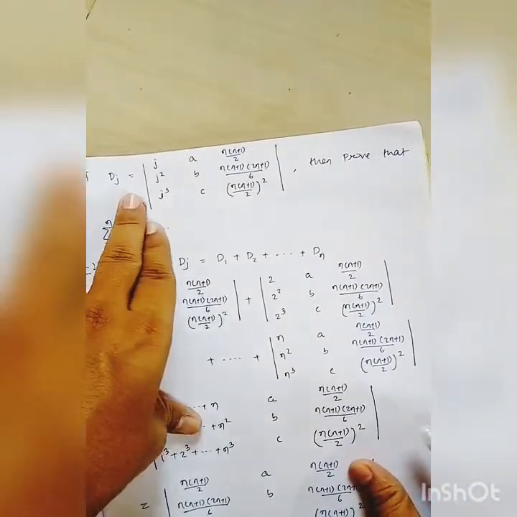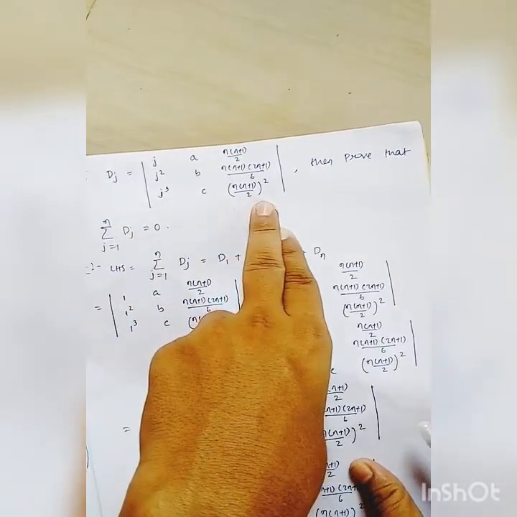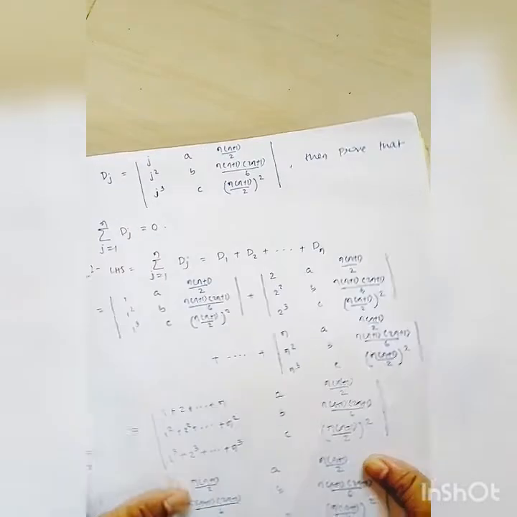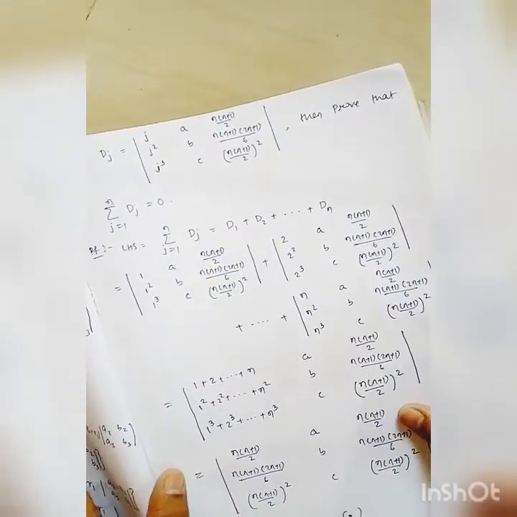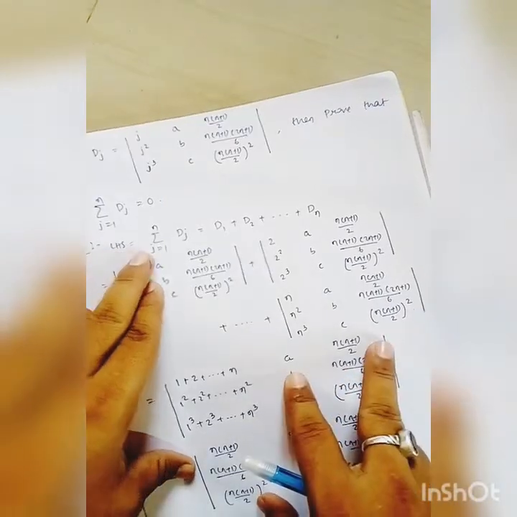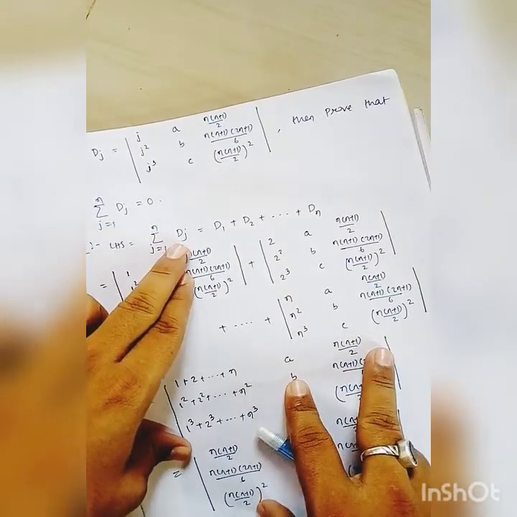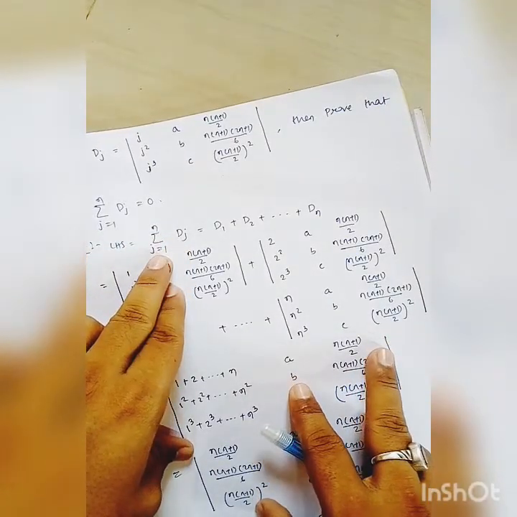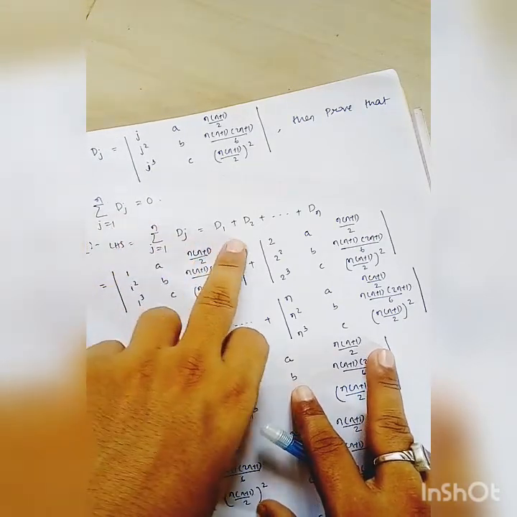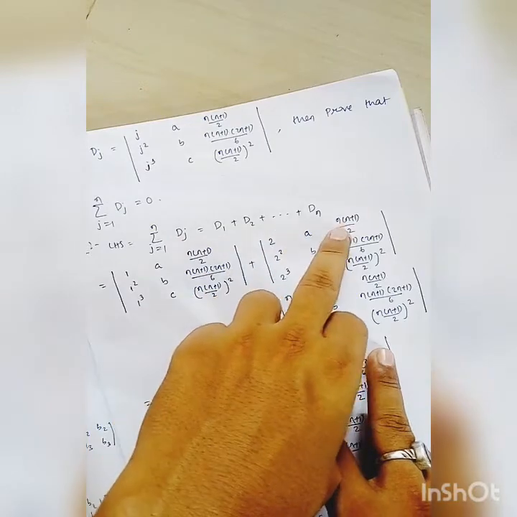If Dj is denoted by this determinant, then prove that the sum over j equal to 1 to n of Dj equals 0. If we start from the LHS, the sum over j from 1 to n of Dj, that is, if we run the values of j from 1 to n, that is D1 plus D2 up to Dn.